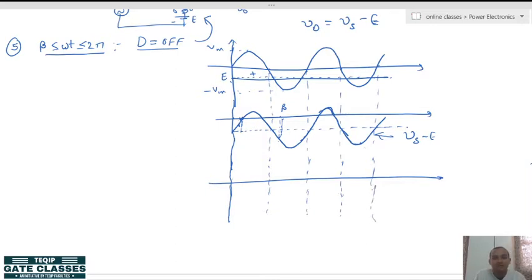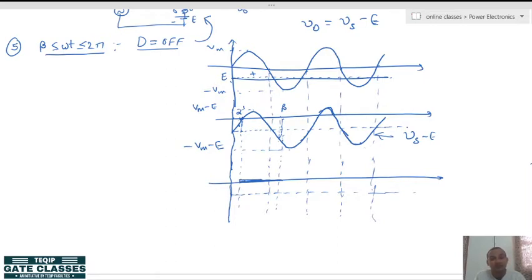Here you can see this is again the dotted E. Okay, let's mark the peaks also. This peak is Vm minus E and this peak is minus Vm minus E. So when we draw here, this is the alpha dash point and this is the beta point. From alpha dash to beta, the voltage across the diode is 0 because the diode is short circuited. But prior to that, there is negative voltage across the diode. That's why the diode is reverse biased.